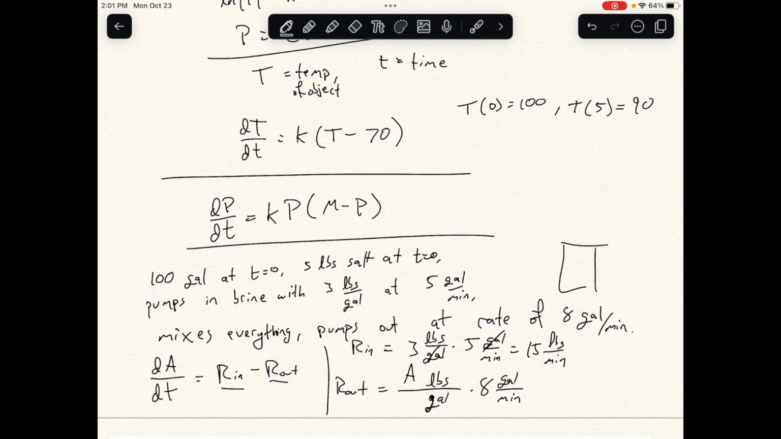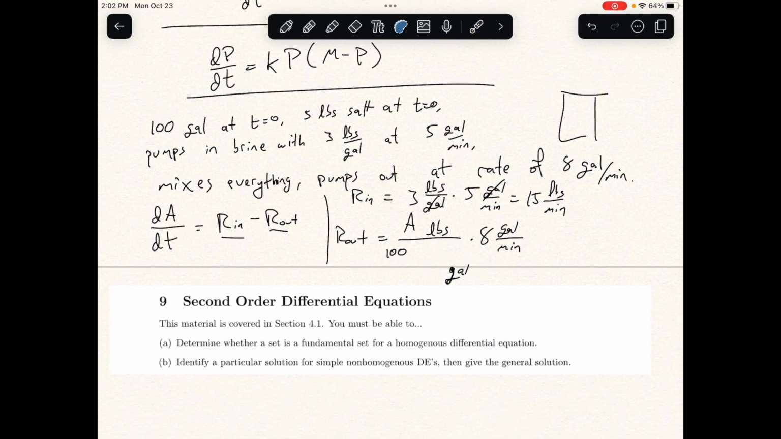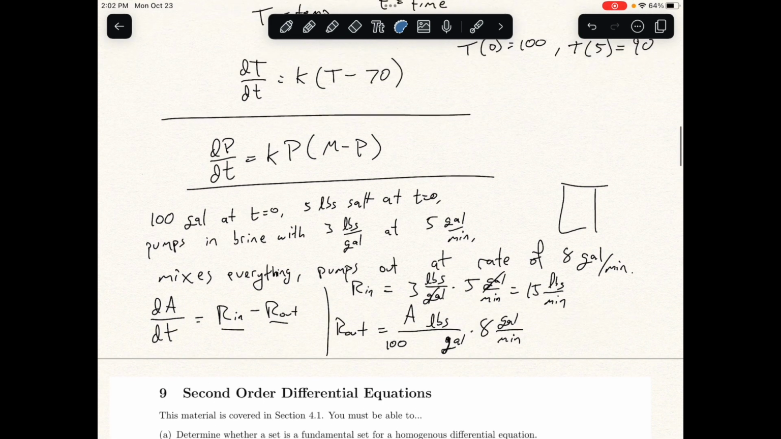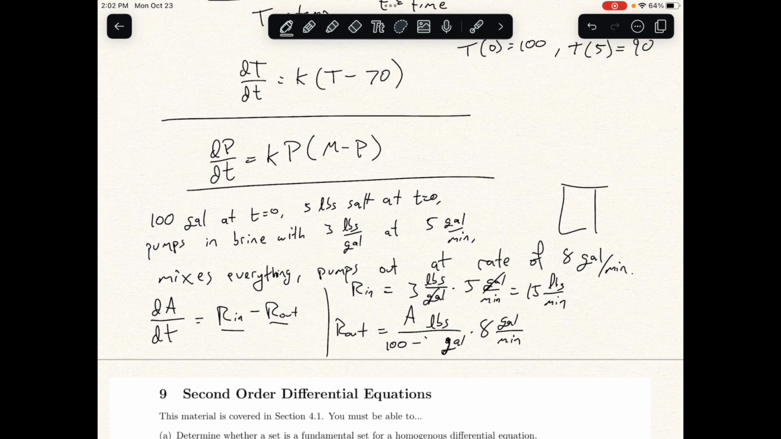And how many gallons of water are going to be there? Well, there starts off with 100, but that's at time t equals 0, right? We're pumping in 5 gallons of liquid each minute, and we're pumping out 8 gallons of liquid each minute, right? So 5 gallons in, 8 gallons out. After 1 minute, it's going to go down by 3, right? And after t minutes, it's going to go down by 3 per minute. So 100 minus 3t is how many gallons of liquid there are at time t, right?